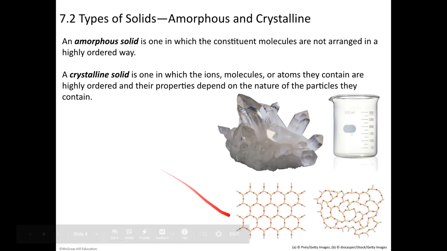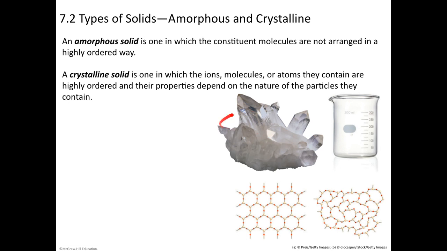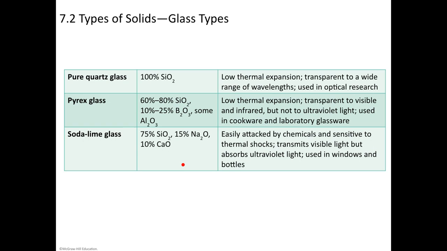And so there are diagrams in the bottom. You can see this is very regular, and there you have an irregular shape here when we're thinking about the glass here versus the quartz crystals. And so some examples. If we have pure quartz glass, again, we're looking at glass types.